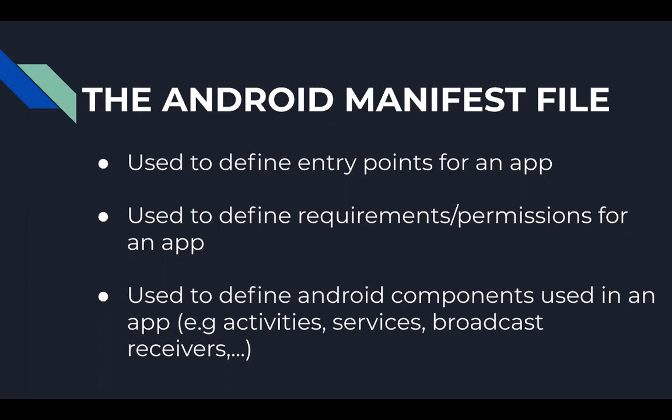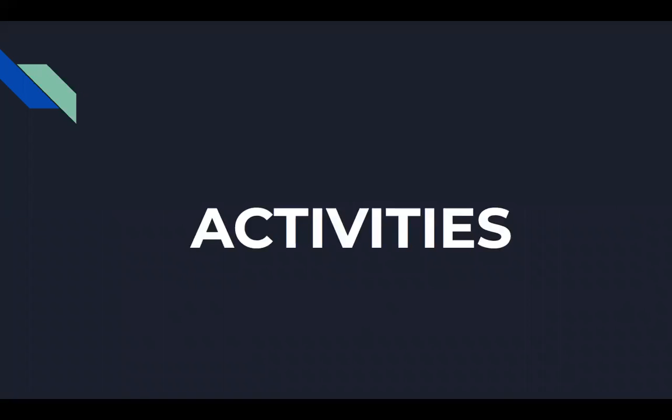Those things are important so that your app doesn't go where it's not supposed to go, so that you can have a great user experience. The manifest file is also used to define Android components used in an app. That's where you declare your activities, services, and broadcast receivers. So now let's talk about activities.